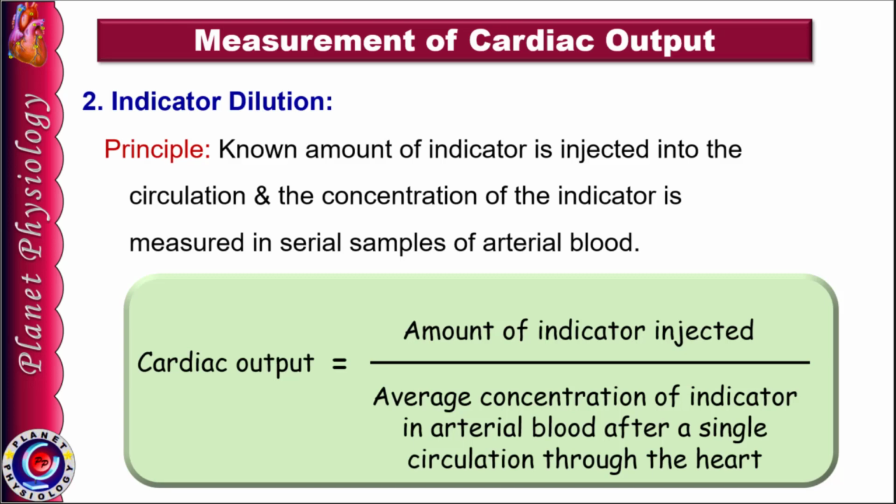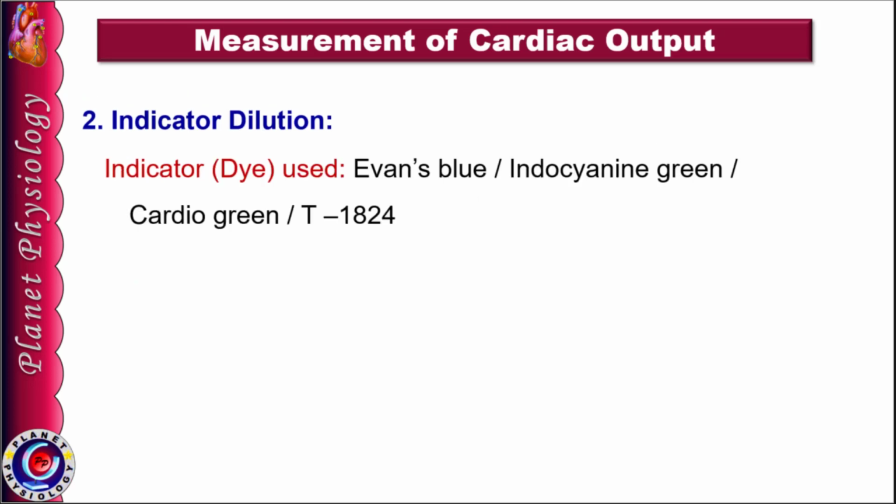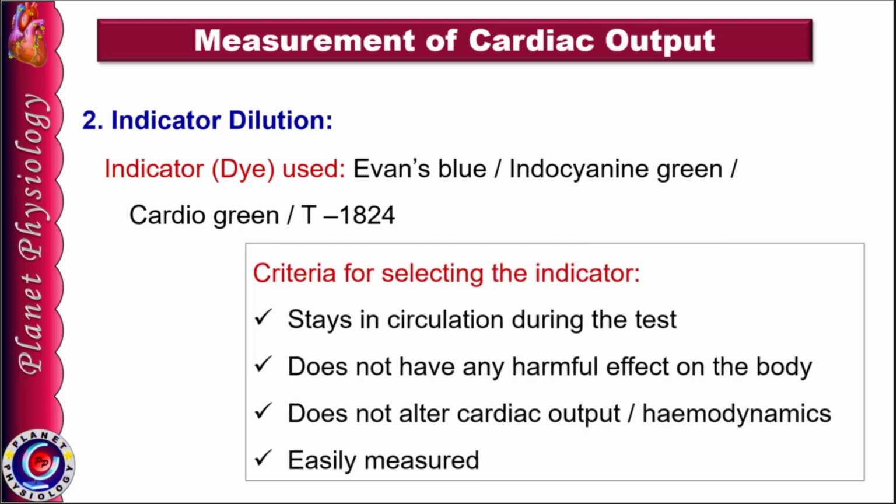To measure cardiac output, the indicator used is Evans blue dye, which is also called indocyanine green or cardiogreen or T1824. This dye is selected because it stays in circulation during the test, it does not have any harmful effect on the body, it does not alter cardiac output or hemodynamics on its own, and it is easily measured.